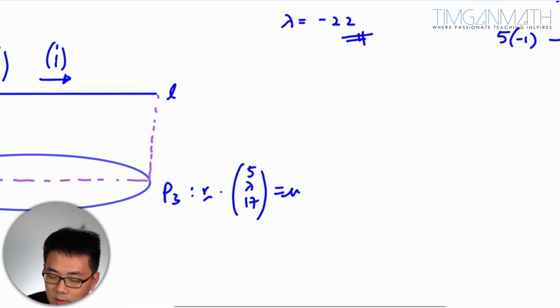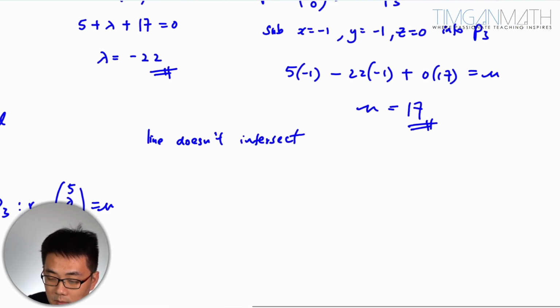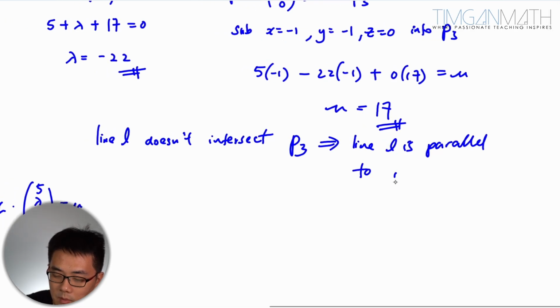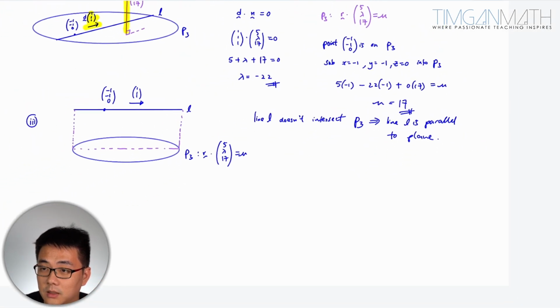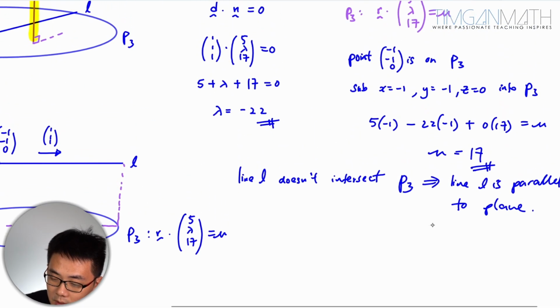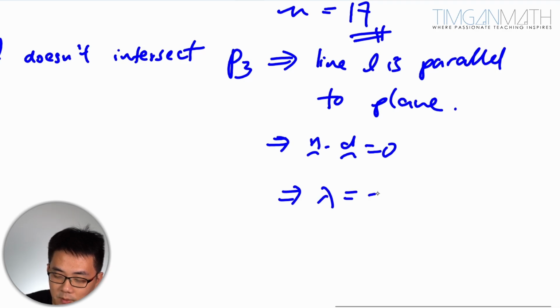Okay, now it means if the line L doesn't intersect the plane, this will imply that the line is parallel to the plane. Okay, that is what we should be able to deduce. In other words, this will tell you that actually n dot d is still equal to 0, which, if you follow this reasoning here, will imply that lambda is equal to -22.